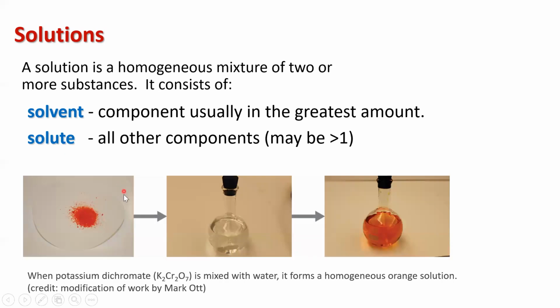So this is just a picture here. We've got a solid here. Okay, this is potassium dichromate. We have some water here. When we take the potassium dichromate and we dissolve it into the water, we make a solution of potassium dichromate.